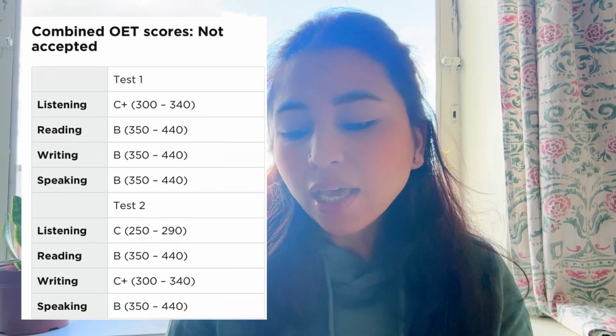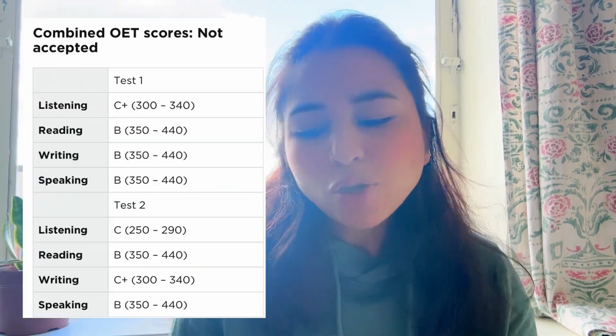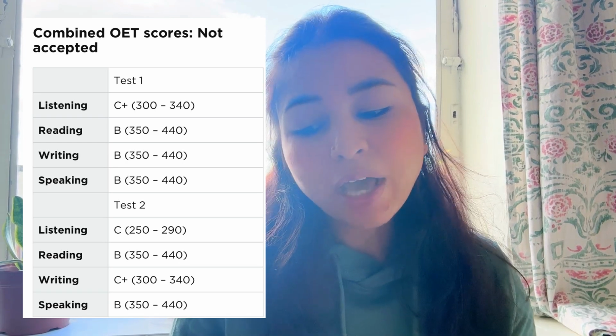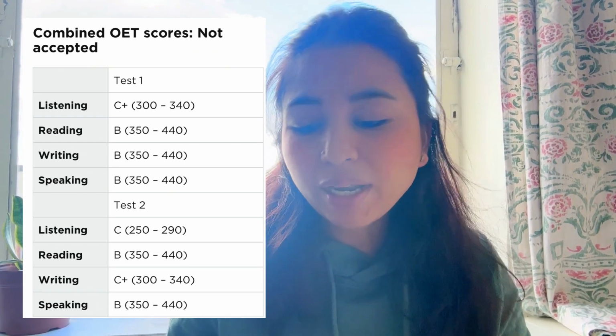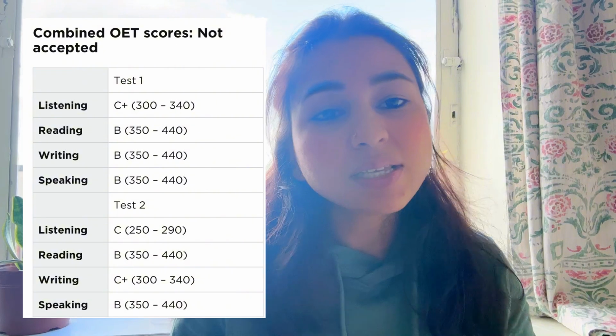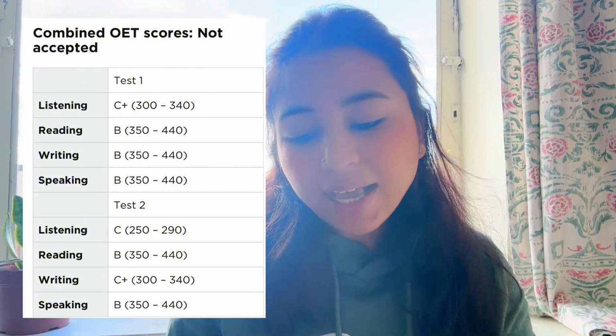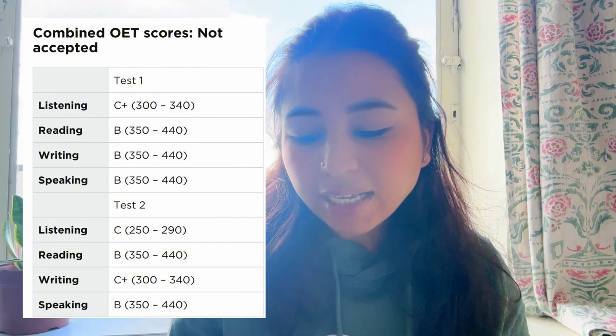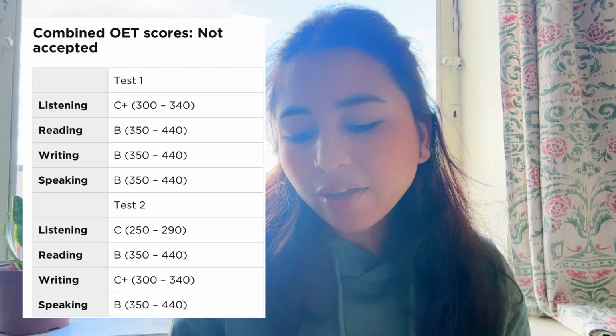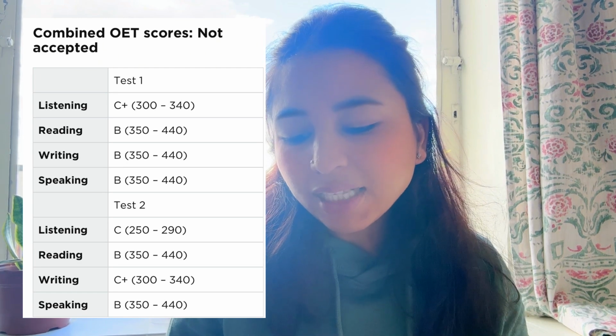Suppose a candidate has given an OET test 1 and he has got in listening C plus, reading B, writing B, and speaking B. So everything was all right if the candidate would have also got a B in listening, but here the candidate has got a C plus in listening. So the candidate has again given a test, and in test 2 the candidate got listening C, reading B, writing C plus, and speaking B.